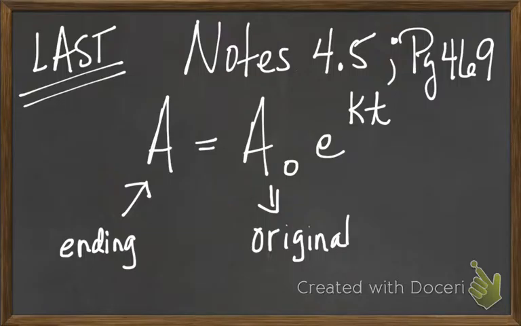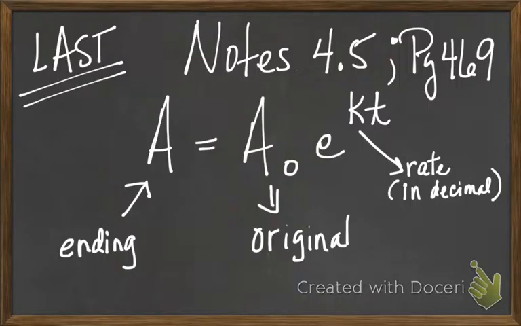Please tell me everybody knows what E is. E is about 2.7. You'll never put anything in for E, guys. It's a value all by itself. All right? K is your rate, okay? K is your rate as already in decimal form. Okay? It's a rate already in decimal form.